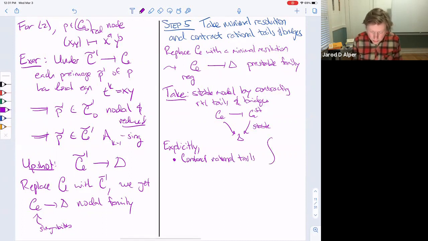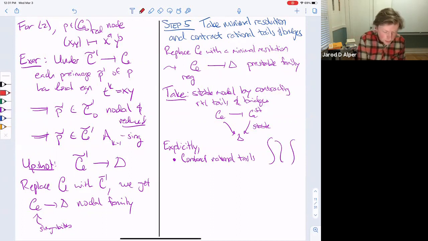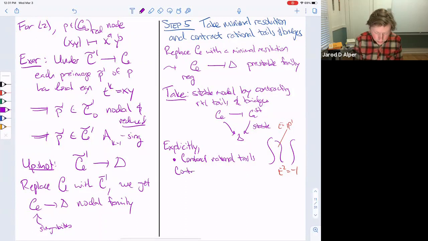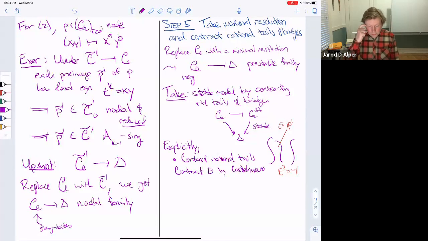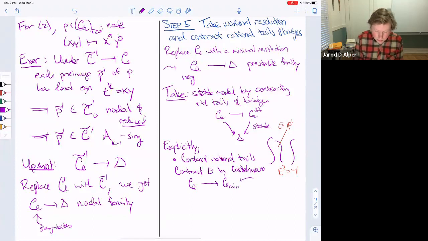So these might look like, you might have a family of curves like this, where the central fiber is just a P1 like this. And what we've seen is that E squared here is -1. And so you can contract E by Castelnuovo. And then what that gives you, if you contract all of the -1 curves, and you show that that process terminates, that gives you the relative minimal model.